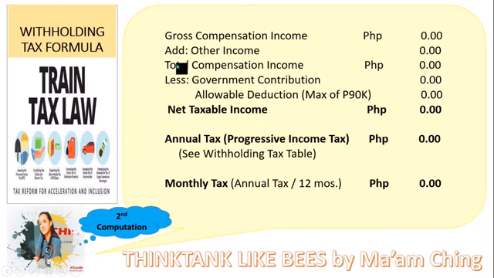From the total compensation income less the government contribution, you also deduct the allowable deduction in order to arrive at the net taxable income. Whatever it is, the net taxable income will be your basis to produce an annual tax or progressive income tax. You can see your withholding tax table here, and then the monthly tax, which you can get by dividing the annual tax by 12 months.